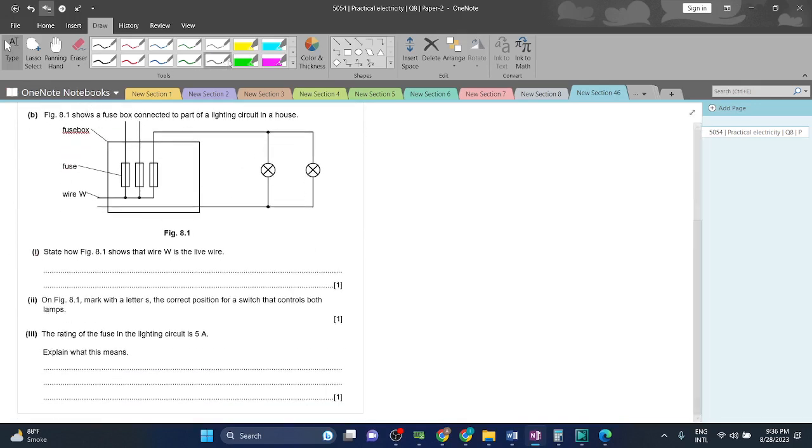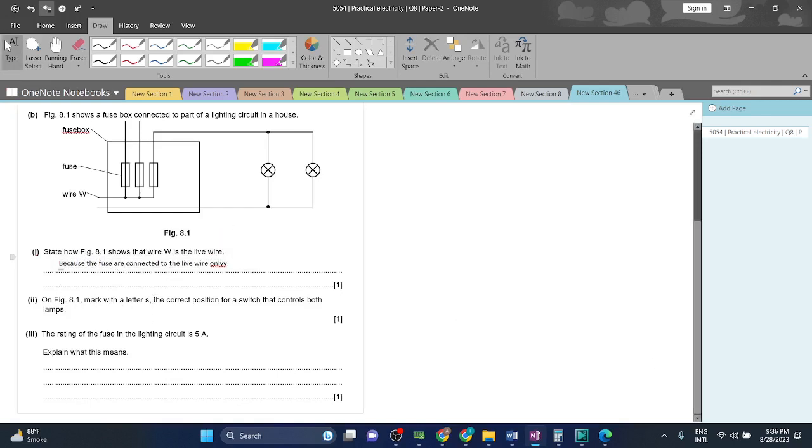B. Figure 8.1 shows the fuse box connected to part of a lighting circuit in a house. State how figure 8.1 shows that the wire W is the live wire. Because the fuses are connected to the live wire and live wire only. Switch, fuse, circuit breaker, all of these will be connected to the live wire. Because the fuses are connected to the live wire only. So that is the answer. Understood?